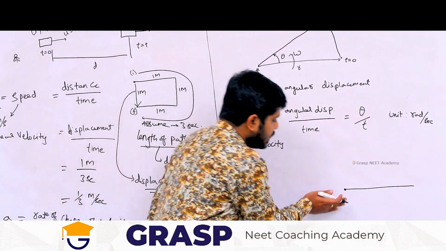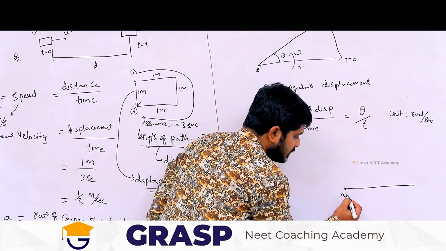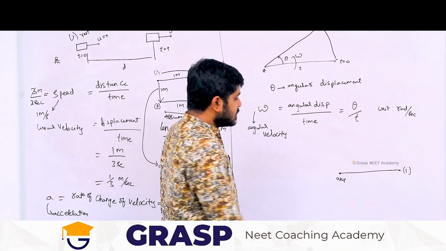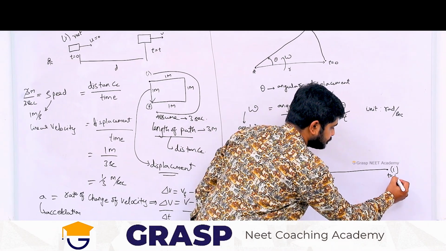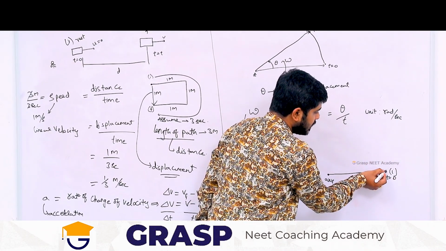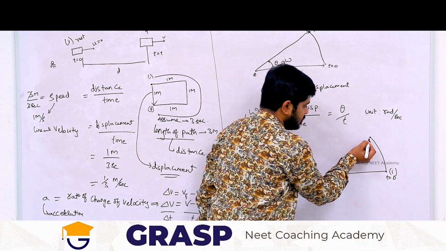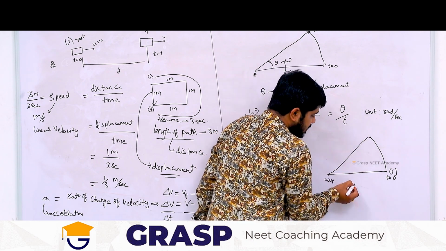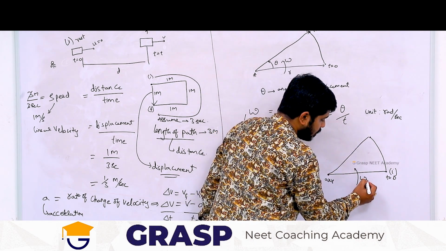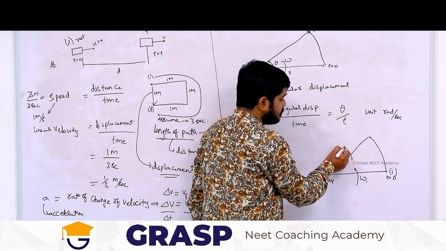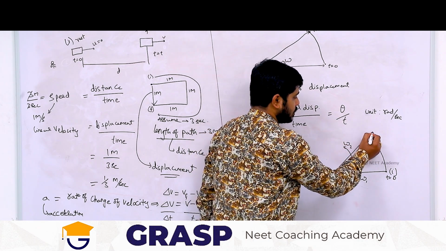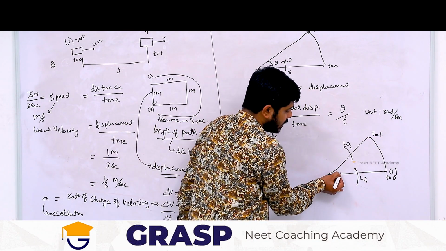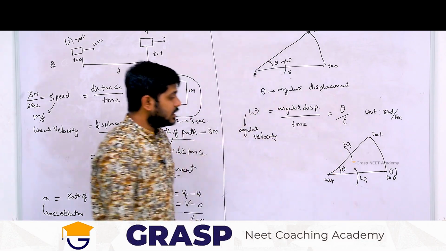Now if you take this as the axis, initially the particle is here. After some time t, the particle has rotated to this position. Initially it has an angular velocity omega 1, and after some time it has an angular velocity omega 2. In that time t, it rotated through an angle theta.